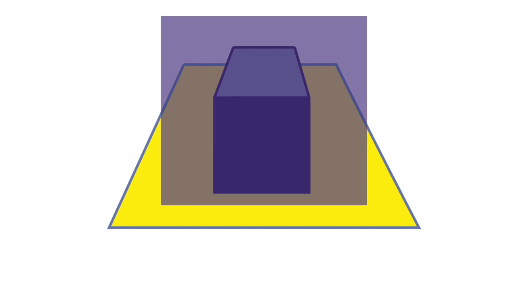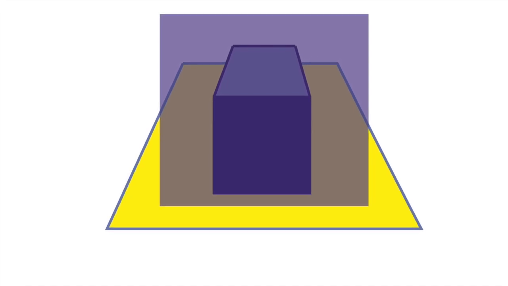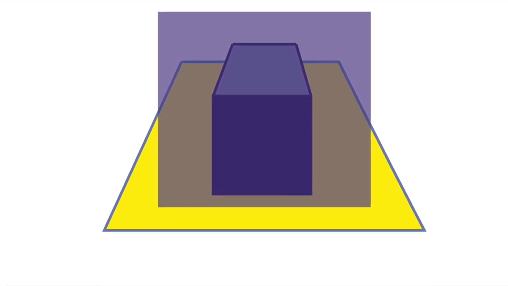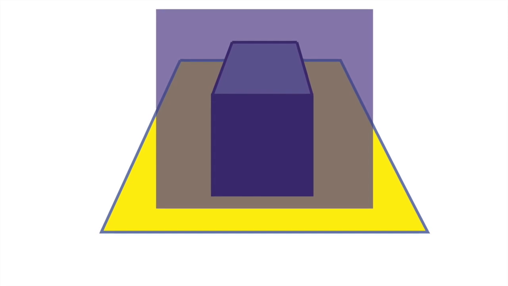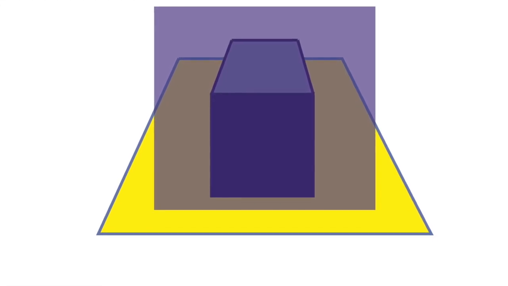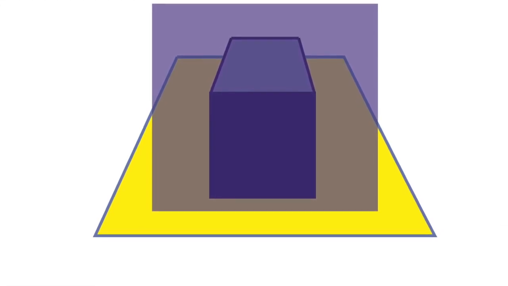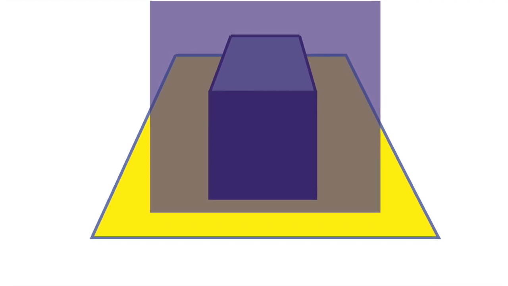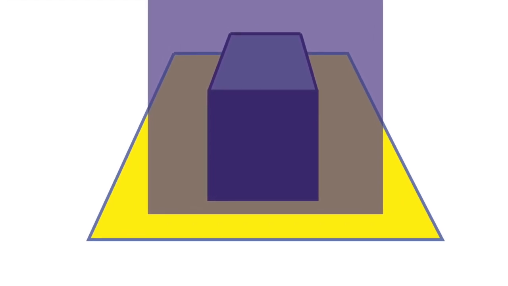Something is in 1-point perspective when the picture plane, which is this light purple plane, is parallel to the front face of the box, represented by the dark purple front face of the box. The yellow is the ground plane.